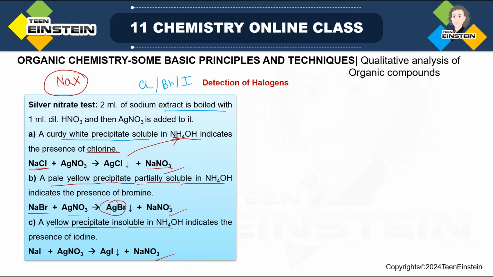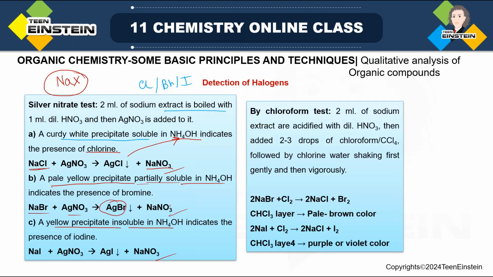Second reaction that you can do for detection. Obviously, this is the main experiment that you have to do for detection of halogen. But if you are having some doubt, you can do another test which we call the chloroform test. In this case, we take sodium extract again and acidify it with dilute HNO3, just like in the previous case. But now, in addition, we add 2 to 3 drops of chloroform, which is CHCl3, or you can add carbon tetrachloride.